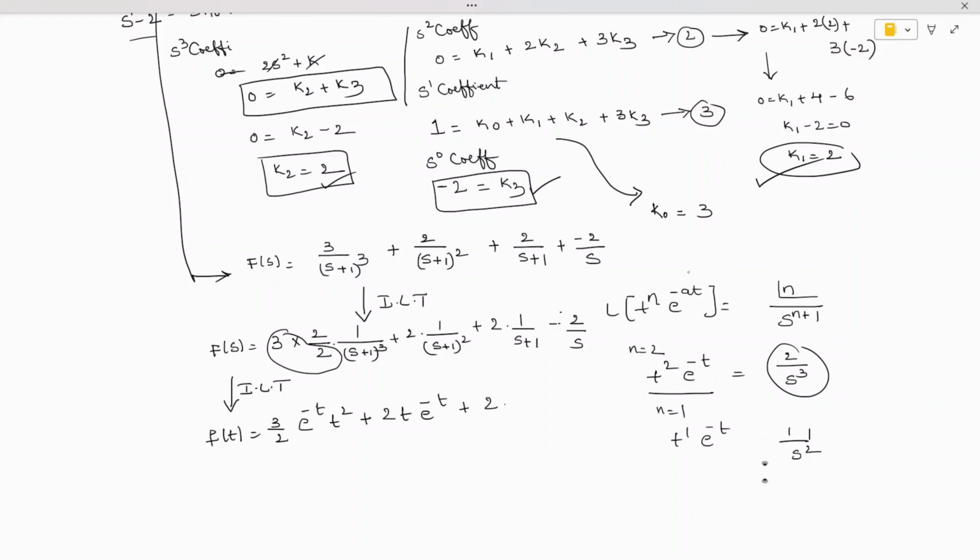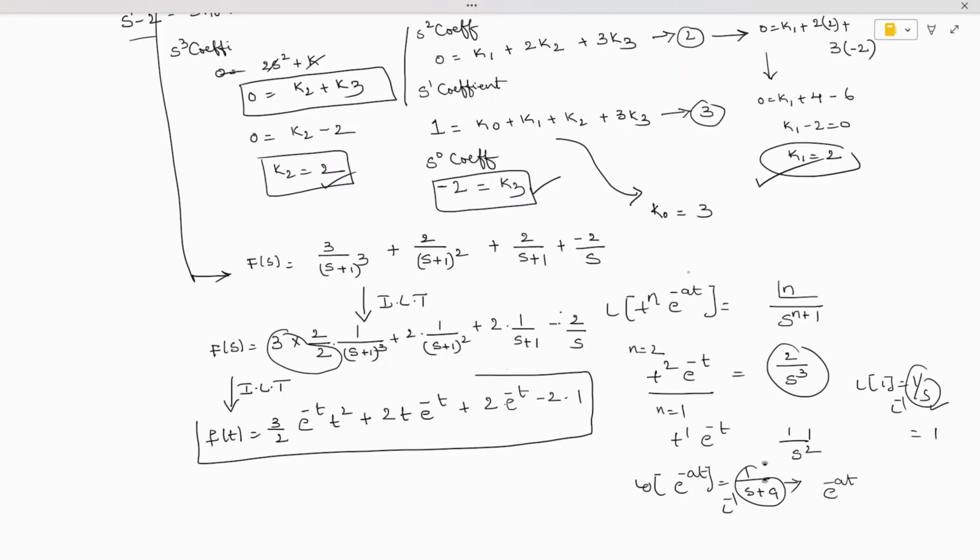So 2 Laplace of e to the power minus at, you are going to get 1 by s plus a. So for this, if you apply inverse Laplace transform, then this is e to the power minus at. So for this, if you apply e to the power minus t, so Laplace of constant is nothing but 1 by s, and for this if you apply inverse Laplace, this is 1. So minus 2 into L inverse of 1 by s is nothing but how much? 2 into 1. That's how we are getting the ultimate equation of f of t for a given function f of s by partial fractions method.